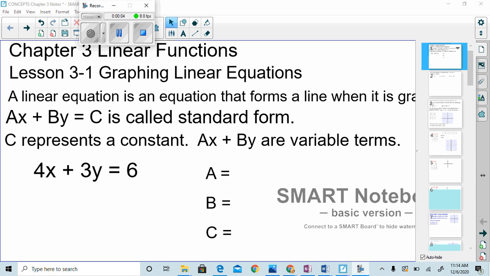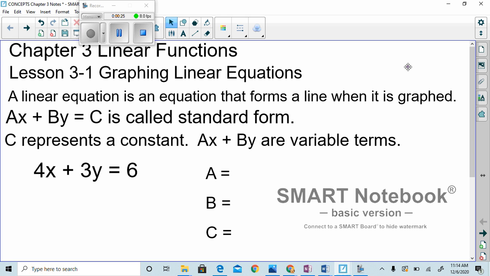Linear functions is the topic for Chapter 3. In Chapter 2, we were working on linear equations and solving them, and now we're going to go to the next step. We're going to deal with equations in either standard or function form, and we're going to be graphing. So let's start off with our initial type, which is the standard form.